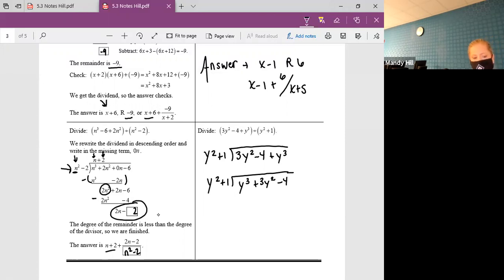Another thing you might want to consider is that there's one thing that's missing here. It goes y to the third, y squared, and then y to the first, and we don't have any y to the first. So it probably would help to put in y to the third plus 3y squared plus 0 y to the first minus 4. It keeps your place values in order so you don't get messed up.